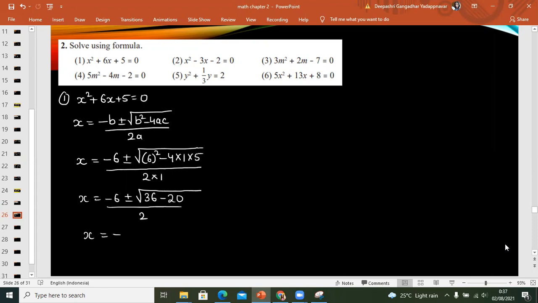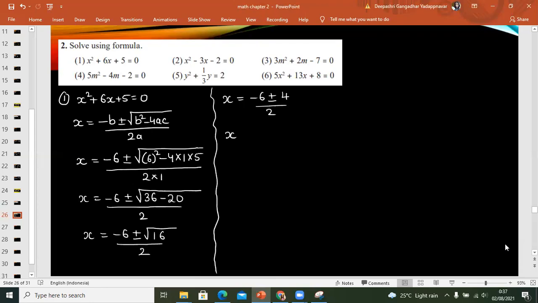X equals negative 6 plus or minus square root of 36 minus 20, which is 16, divided by 2. Let me continue it here. X equals negative 6 plus or minus square root of 16, which is 4, divided by 2. Now let us separate this. x equals negative 6 with positive 4 divided by 2, and x equals negative 6 with negative 4 divided by 2. So we have two solutions here.